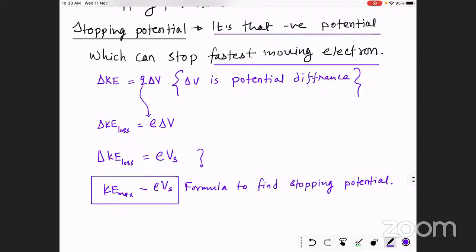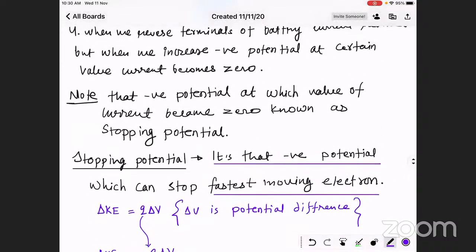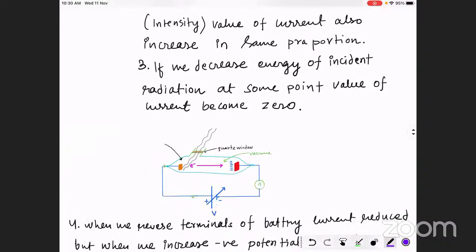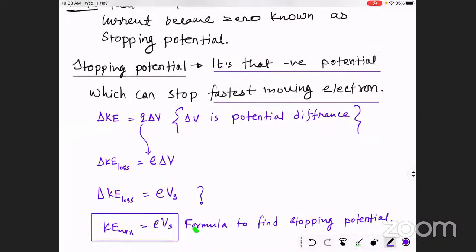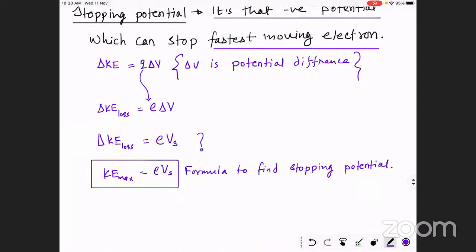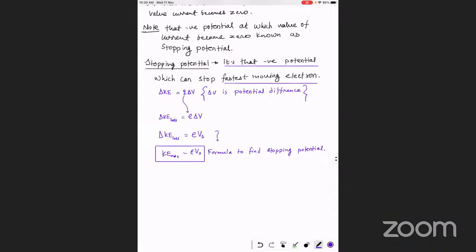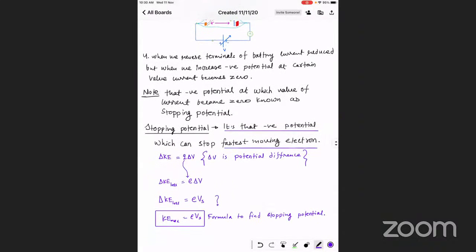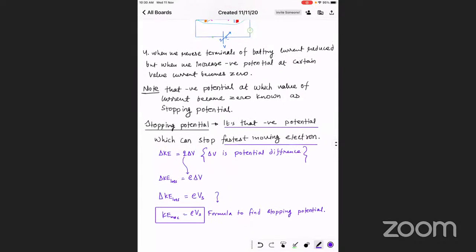Do you remember from electrostatics, KE is equal to Q delta V, or did you forget? You remember, right? Yes, sir. Okay. So I think there is no doubt till this point. Do you have any doubts so far? Anvit, everything understood? Understood, sir. Okay, that's good. So from observation number 4, we have learned all these things, right?